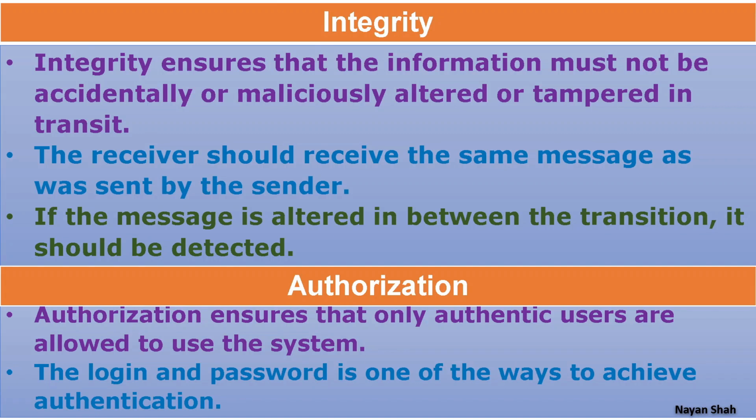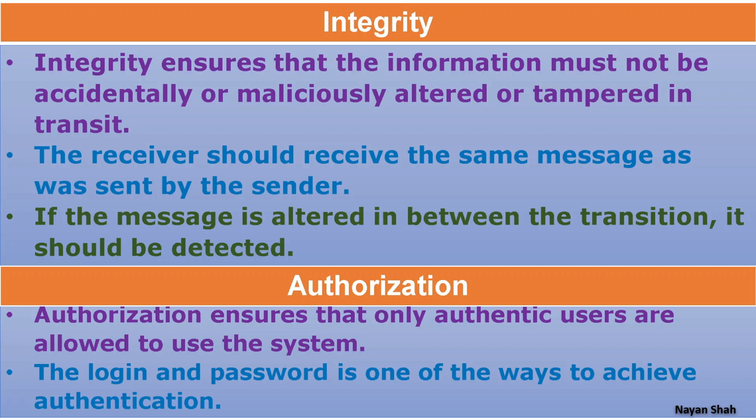Integrity. Integrity ensures that the information must not be accidentally or maliciously altered or tampered with in transit. Okay, my information, when I sent it, got encrypted, and at the receiver end it got decrypted. But in between, if somebody alters that information, I have ordered 100 items and some intruder makes it 10,000 items, or I send a message of withdrawing 1,000 rupees, and an intruder makes it 1 lakh rupees. So this thing also should not happen. So integrity should be maintained at both ends, sending and receiving. If the message is altered in between, then during the transition, it should be detected.